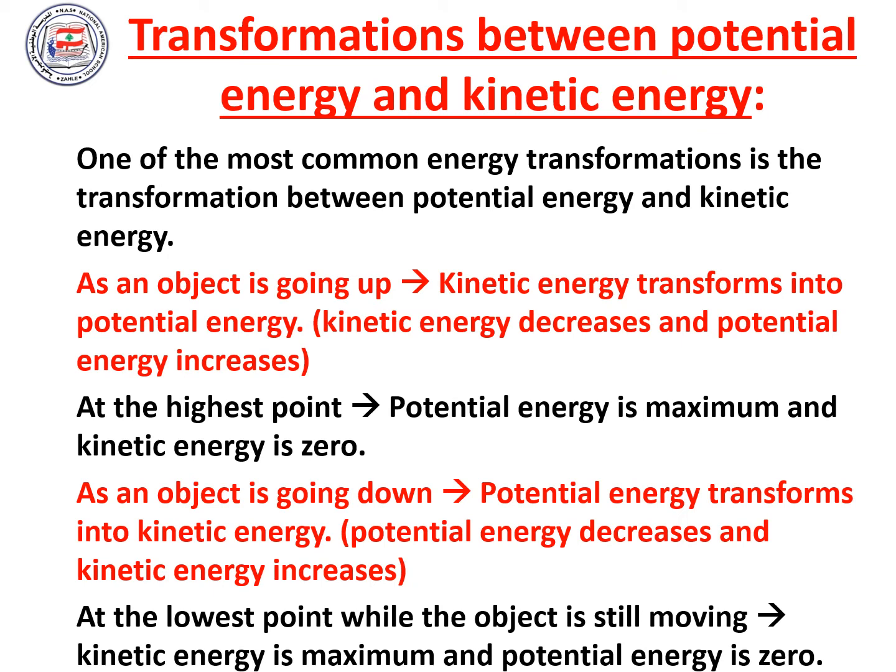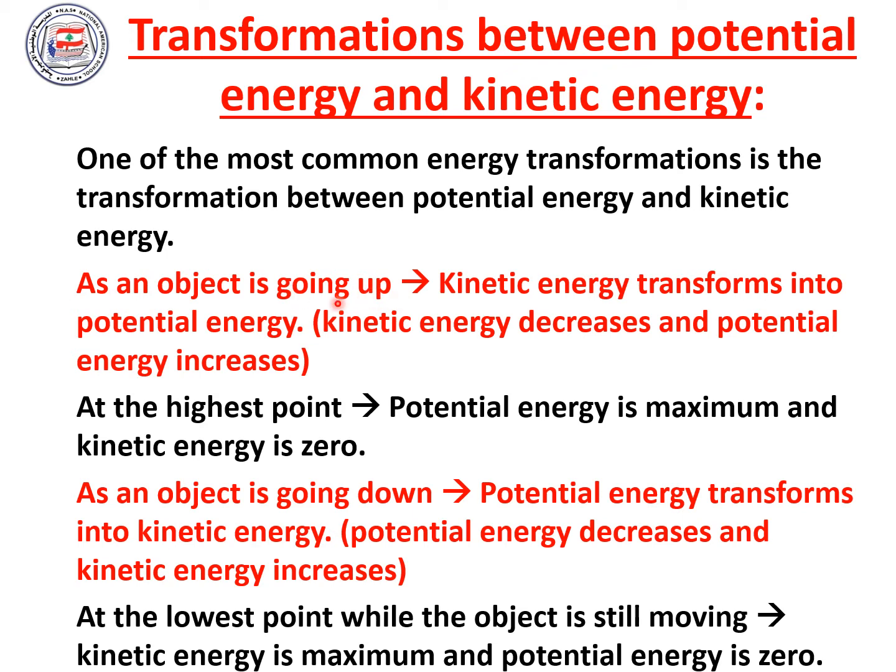Now we are going to talk about transformations between potential energy and kinetic energy. We already discussed potential energy and kinetic energy in the previous section. We stated that potential energy is the energy an object has due to its position or to its form, and kinetic energy is the energy an object has due to its motion or its velocity. One of the most common energy transformations is the transformation between potential energy and kinetic energy. Why? Because as an object is going up or down, there is a transformation between potential energy and kinetic energy.